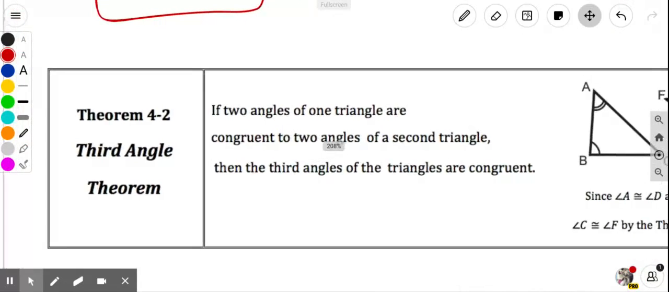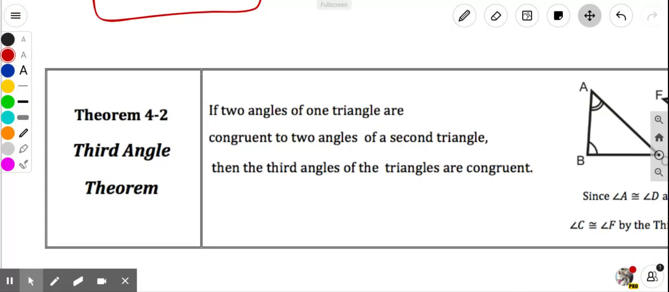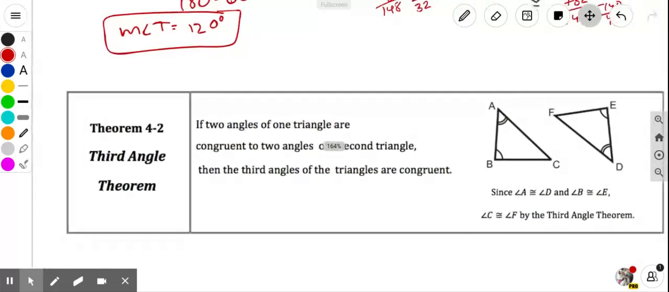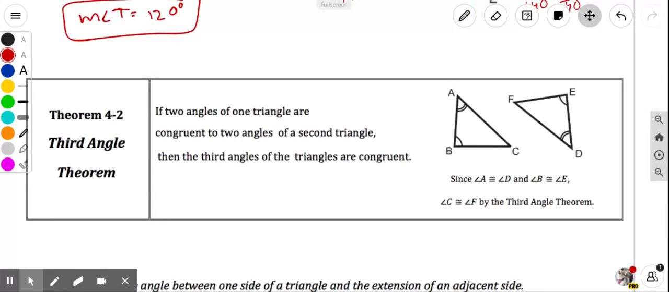The next theorem is called the third angle theorem. The third angle theorem is something that we don't really use a ton to actually find measures of the angles, but you could. Basically, it says that if you have two angles in one triangle that are congruent to two angles in the other triangle, those third angles, so in this case, C and F, are congruent.